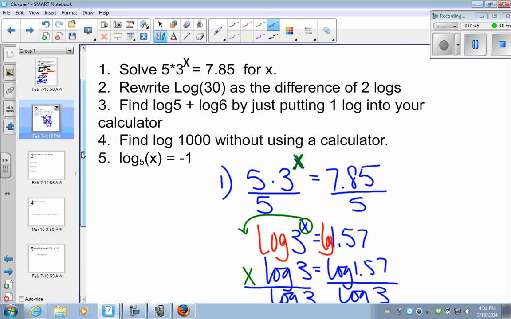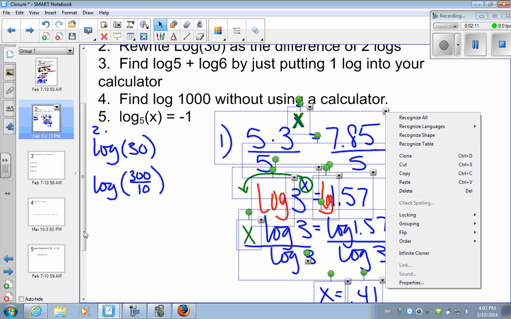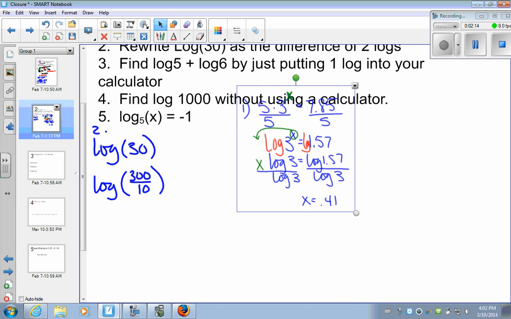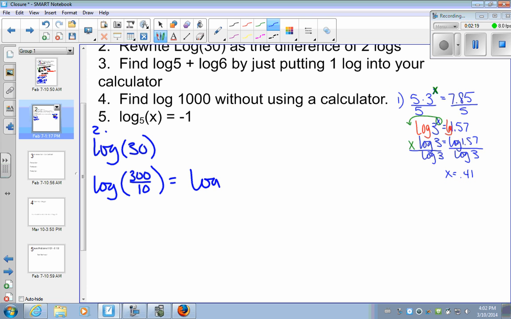For the next problem, there's a million different ways to rewrite the log of 30 as a difference. Remember that if I want to write it as a difference, that means that I'm going to subtract. And subtraction is like division. I think the book actually gave you this example, 300 divided by 10. That's the same as saying the log of 300 minus the log of 10, because remember subtraction went with division in logarithms.